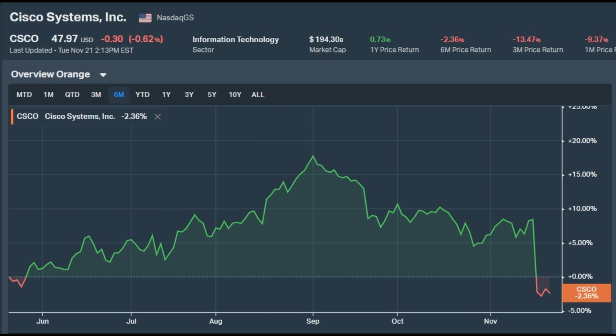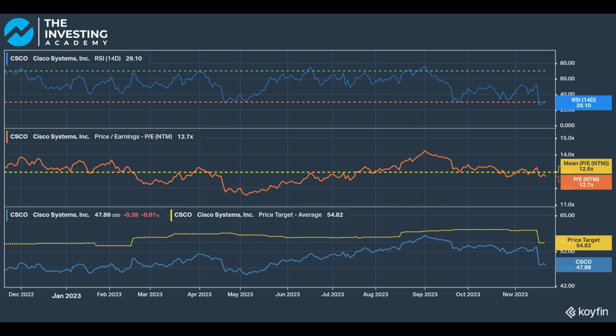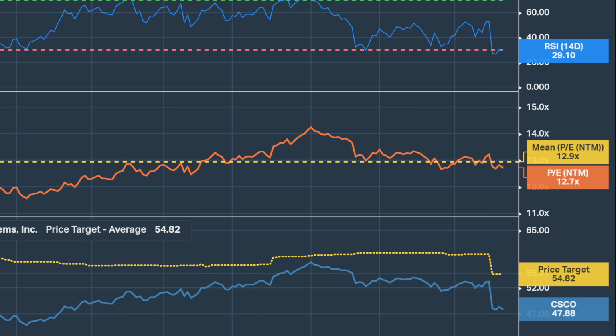Next company is Cisco Systems. Of course, this is a global leader in the communications industry. It's down around 15% since September, as you can see by this chart here. If we look back over the 1 year, it's flat for the year, but the last 1 month has seen roughly a 10% decline. Cisco is trading with an RSI currently of 29.10, so just below that oversold indicator. If we look at the forward price to earnings ratio, 12.7 currently, pretty much right on the longer term mean of 12.9. And if we look at the price target, there's a potential increase here. Cisco's trading at 47.88 right now. The price target consensus is $54.82.